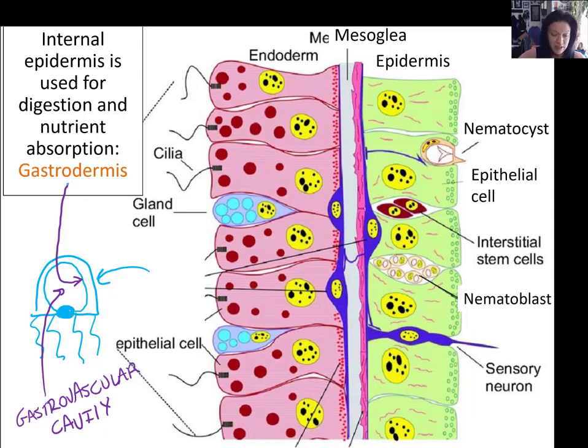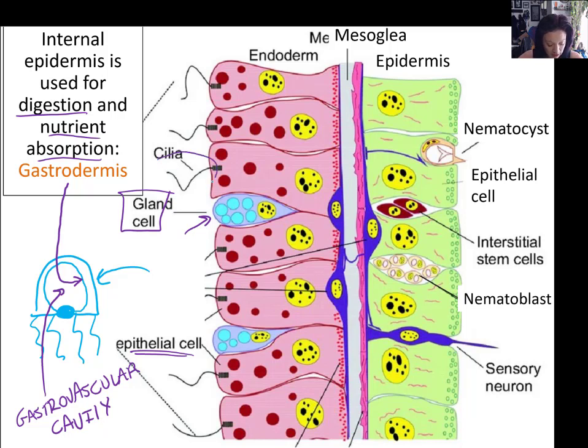Right? It's an internal layer of epidermis specialized for digestion and nutrient absorption. That's the function of the gastrodermis. It has a very similar structure to the epidermis, but with some slight modifications. This gastrodermis is made up of still epithelial cells. That's what the big pink cells are. But it's also heavily laden with gland cells. There's tons and tons of gland cells in your gastrodermis.